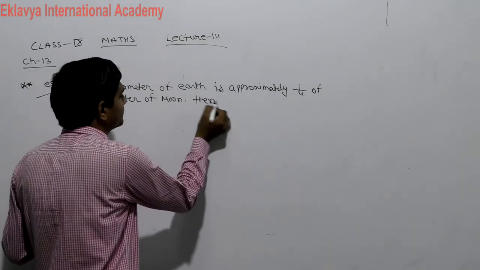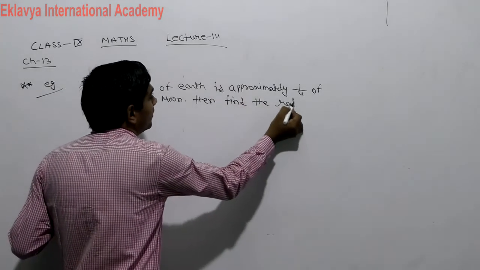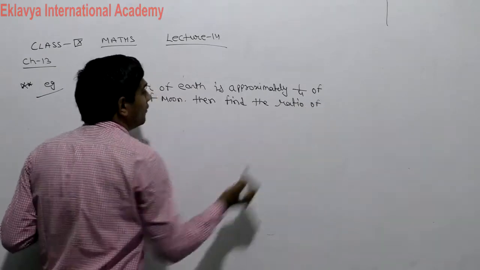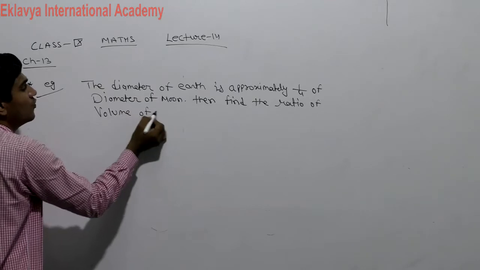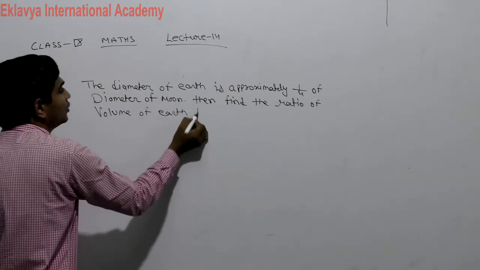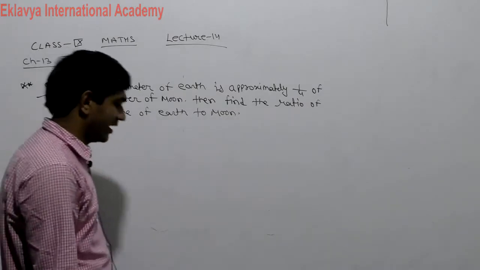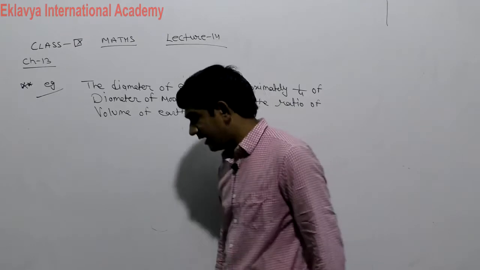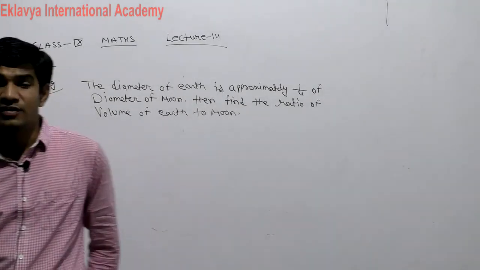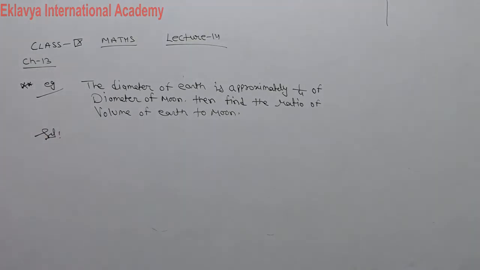Then find the ratio of the volume of earth to moon. You will find out here the volume of earth to the moon, and here a relation is given to you between the diameter of earth and diameter of moon.